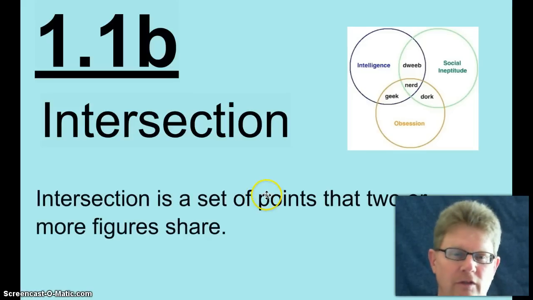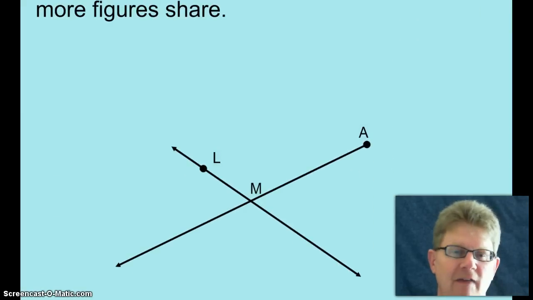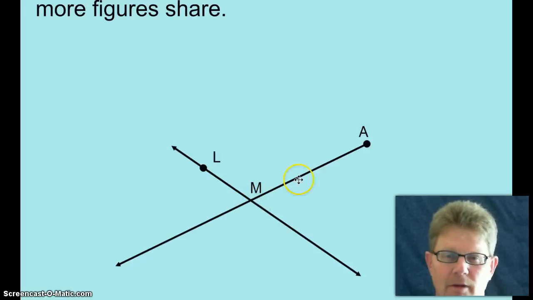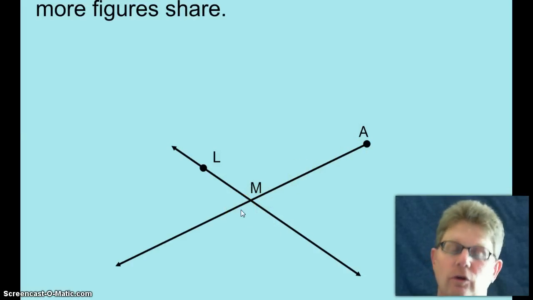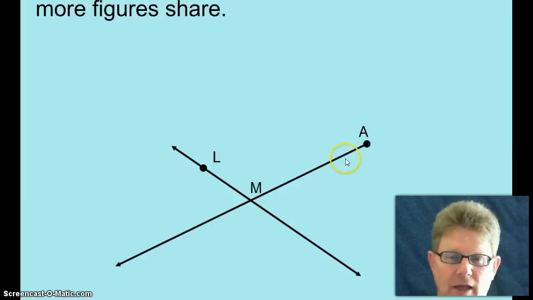Intersection is the set of points that 2 or more figures share. So in the first picture here, I have 2 lines that are intersecting. Line LM and line AM. Those 2 lines are intersecting. Those lines, well actually it's ray AM and line LM. Okay? Those 2 intersect at point M because they share M. They have M in common.